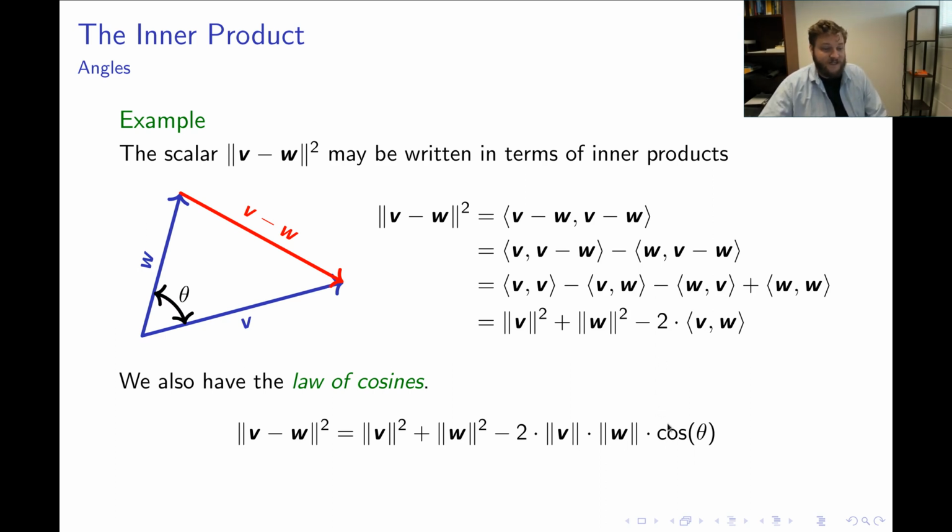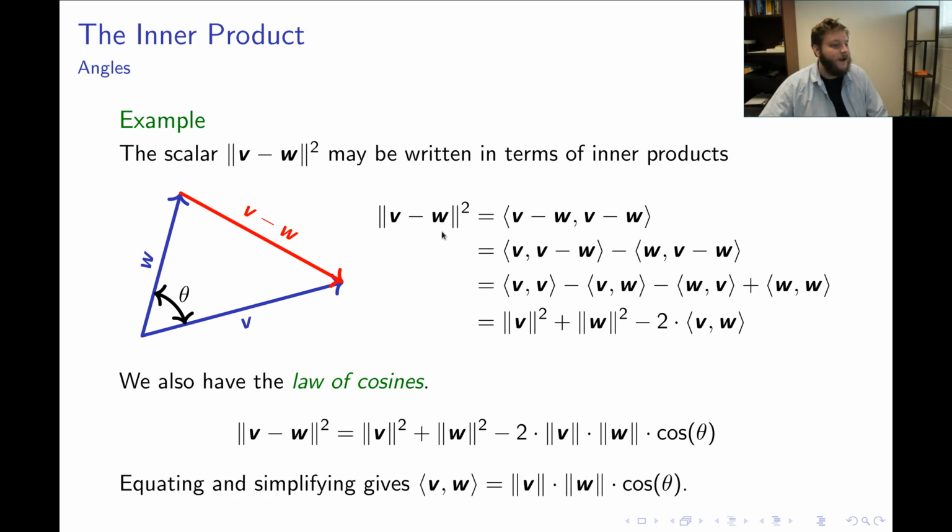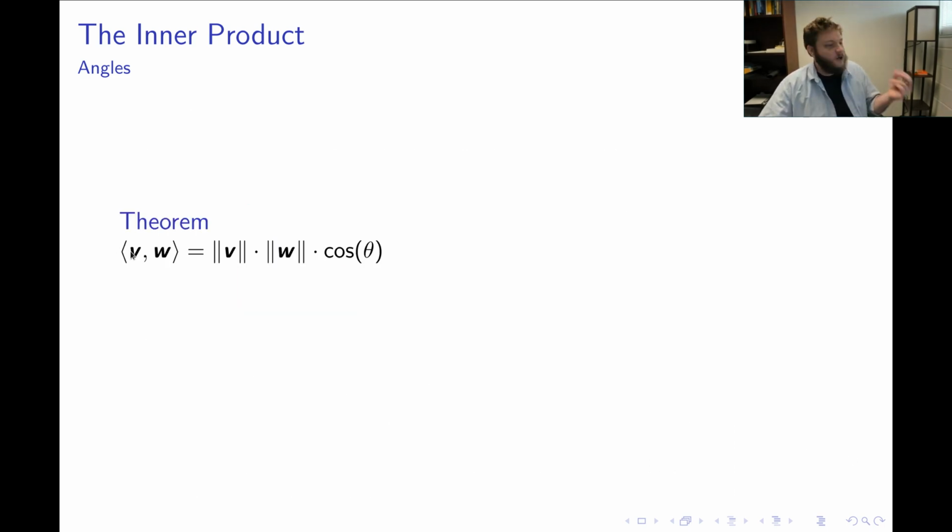Now, if I set those two quantities equal to each other, which is totally valid here, I end up with a nice relationship. The inner product of v with w turns out to always equal the product of the lengths of v and w with the cosine of the angle between those two vectors. So this is a famous and important theorem. The inner product of v with w is the product of the lengths of those two vectors times the cosine of the angle between those two vectors. So this is the answer to, well, why do I want to take inner products? The answer is inner products help us measure angles.